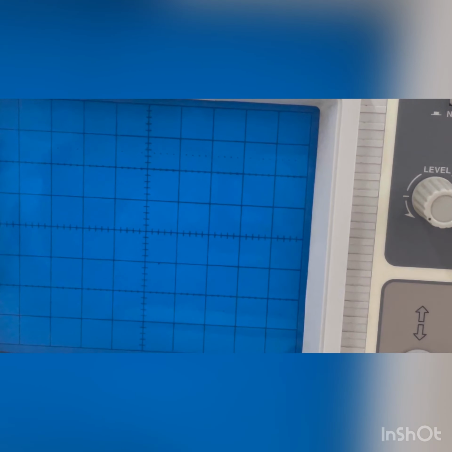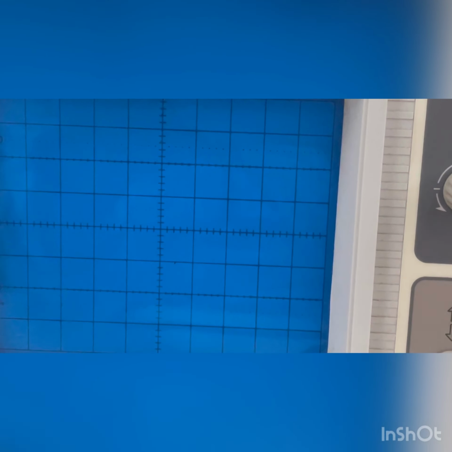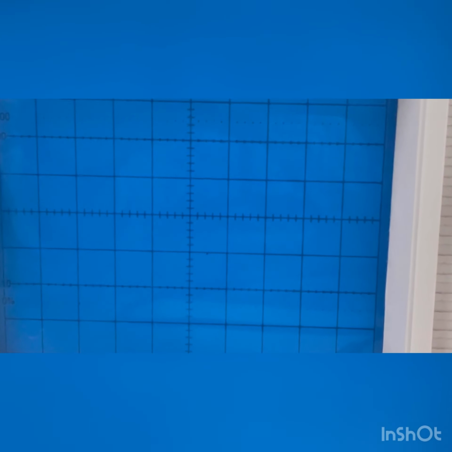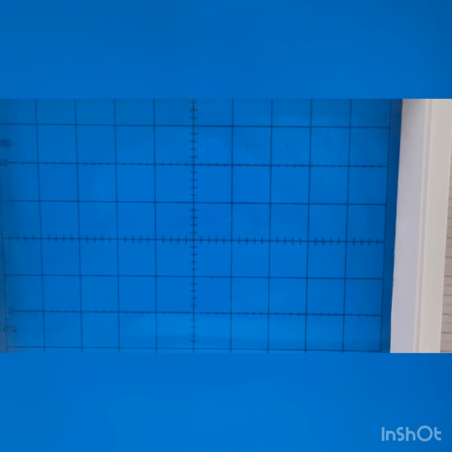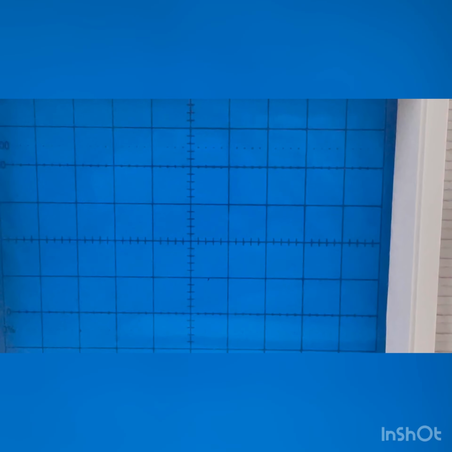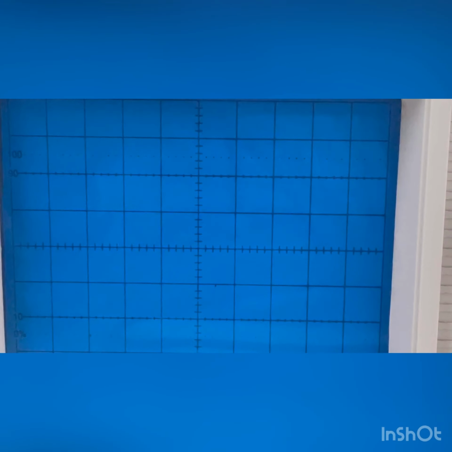The display is divided into vertical and horizontal lines. One square or box is divided into 5 small sections vertically as well as horizontally, where one division is 0.2. If we measure squares in the vertical direction, it gives us the amplitude, and the number of squares in the horizontal direction gives us the time period.